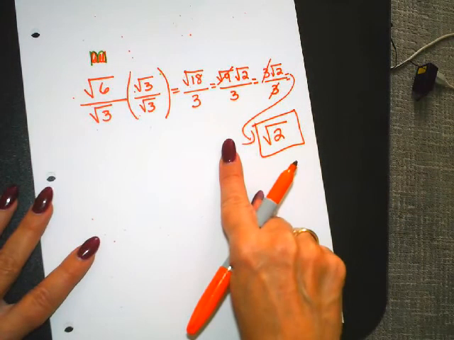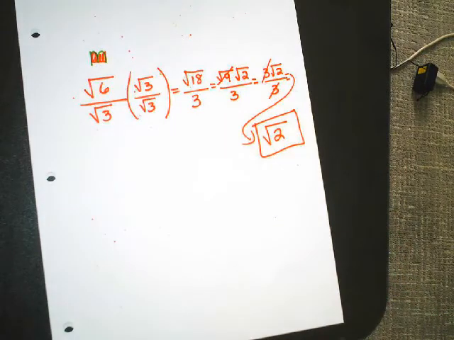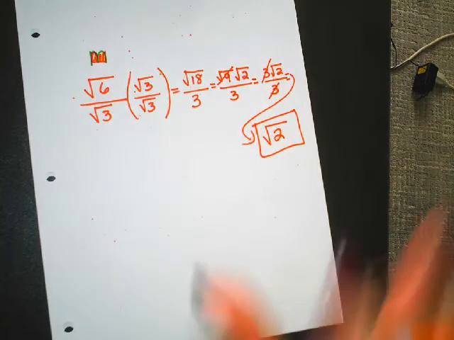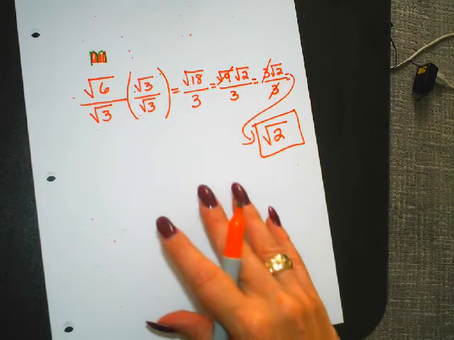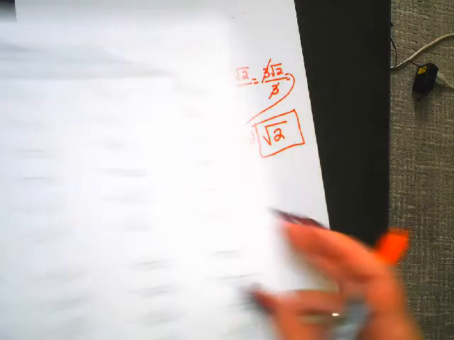So this is just a mini lesson on rationalizing radicals. These are the easier ones. I'm not going to bring you into the harder ones, we're just going to stay with this right now.